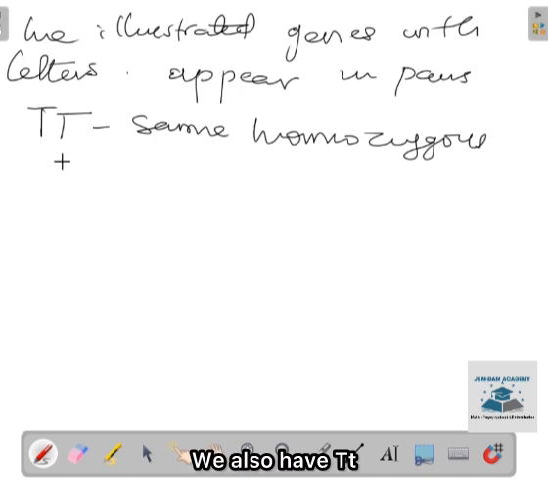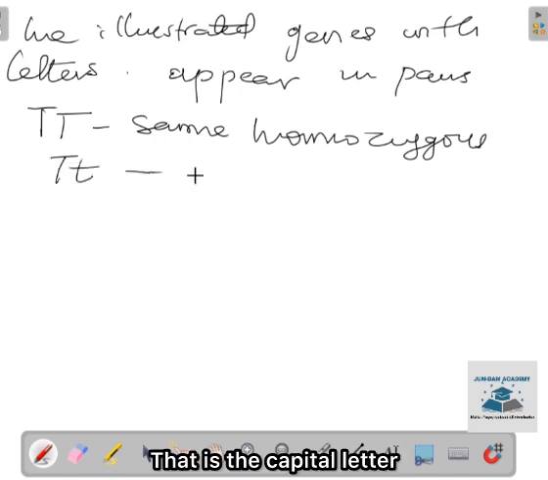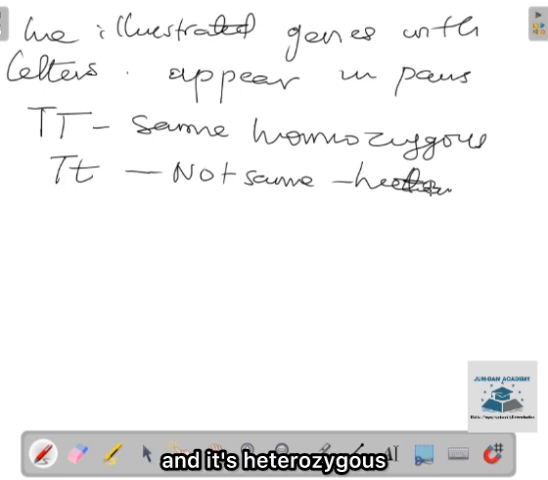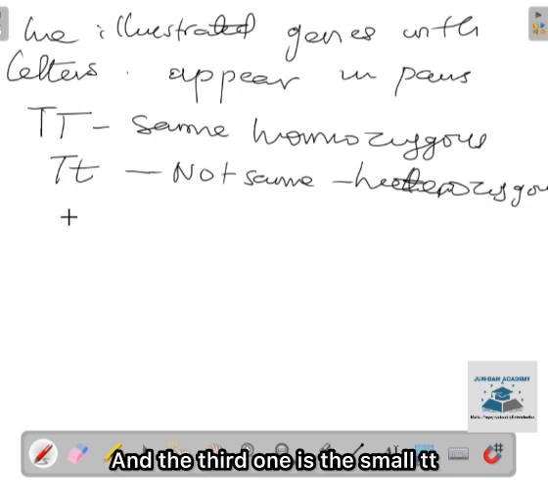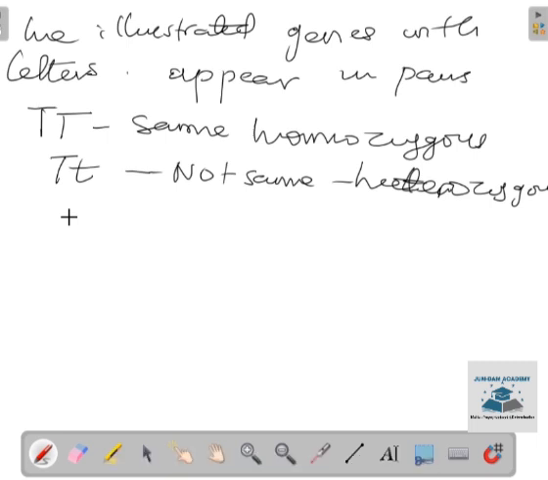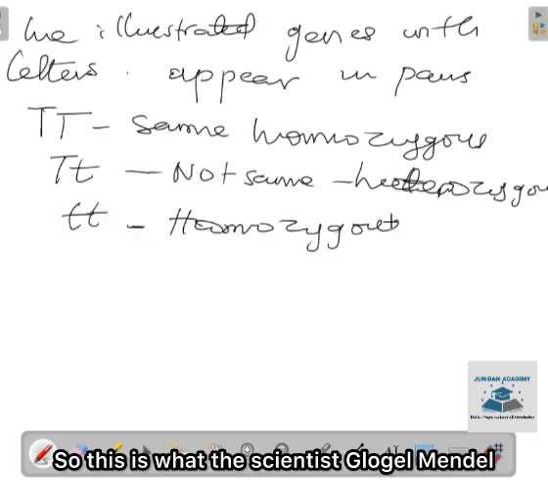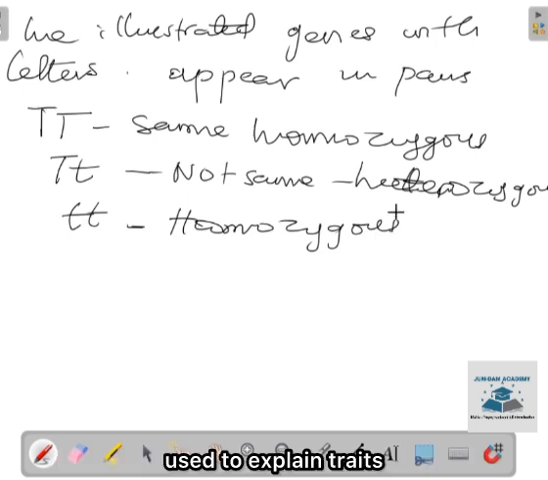We also have Tt. That is the capital letter and the small letter, heterozygous. And the third one is the small tt. They are the same, so we call them homozygous. So this is what the scientist Gregor Mendel used to explain traits for us.